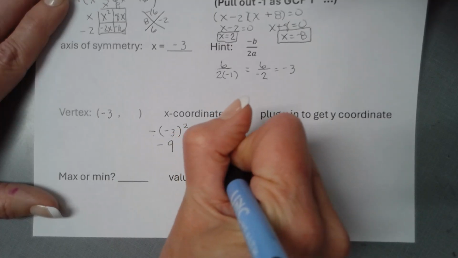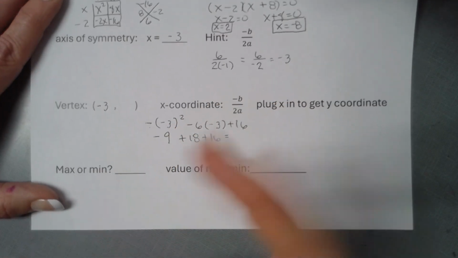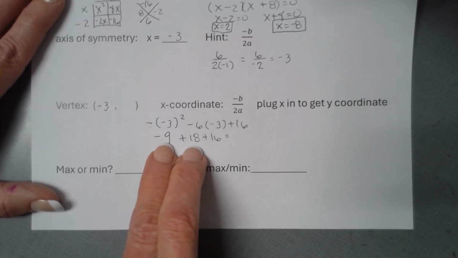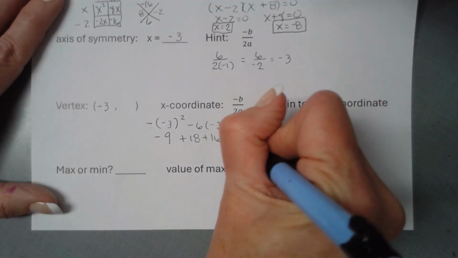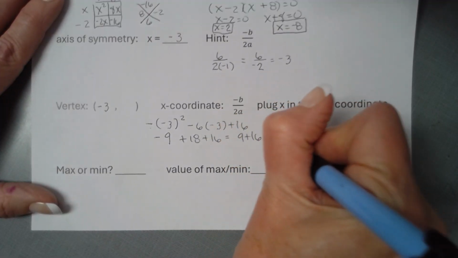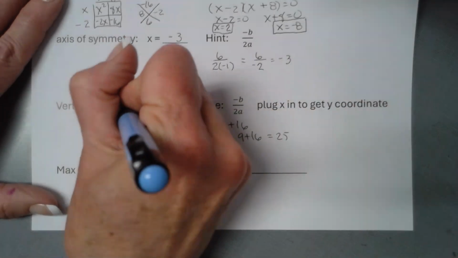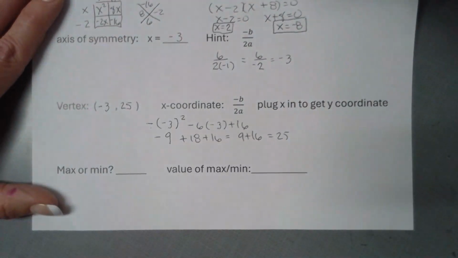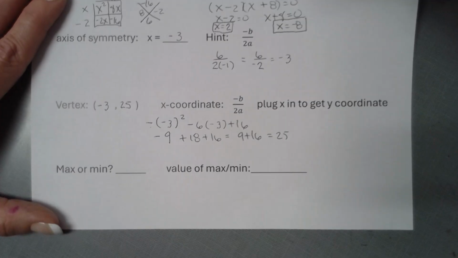Bring down positive 16. The way I do this is, these two numbers, I know that when I combine them, I get a positive 9. And then I add 16 to it, and I get 25. So my vertex is the ordered pair negative 3, 25.